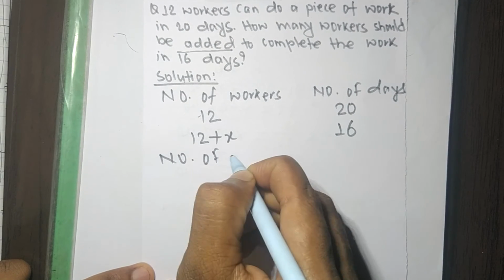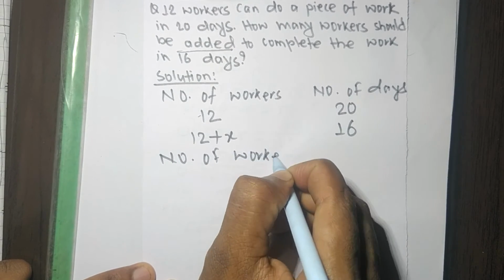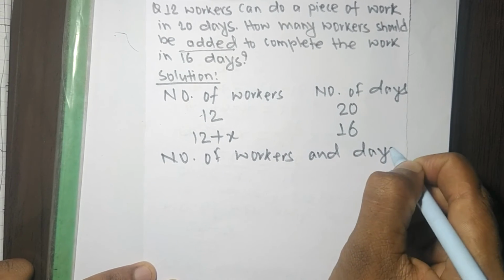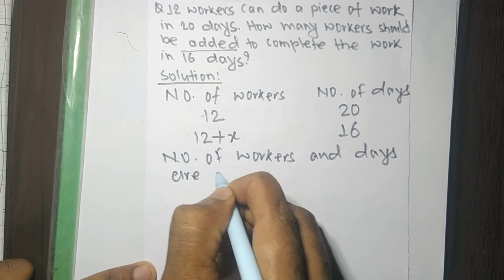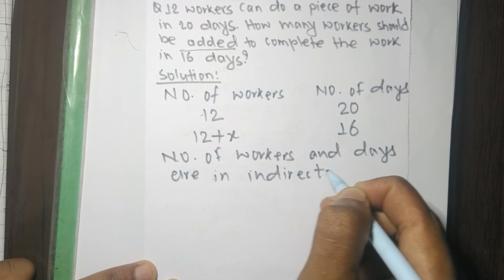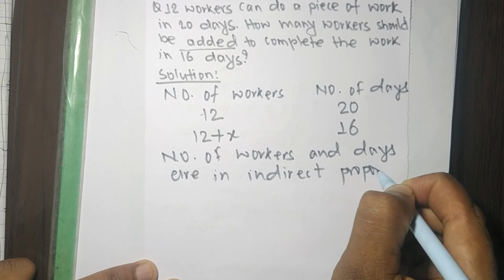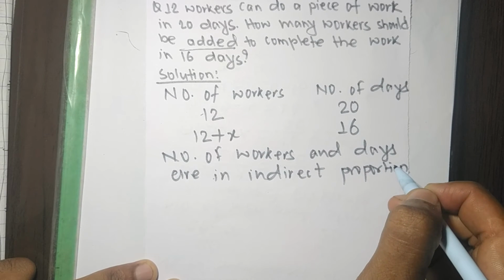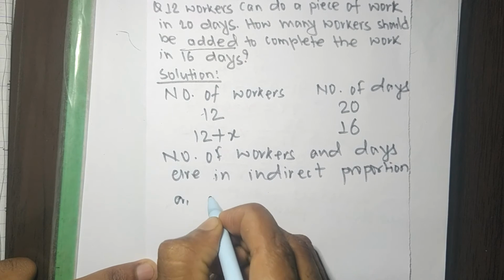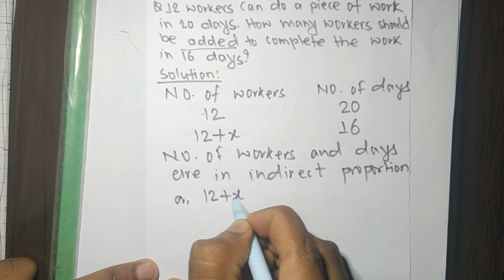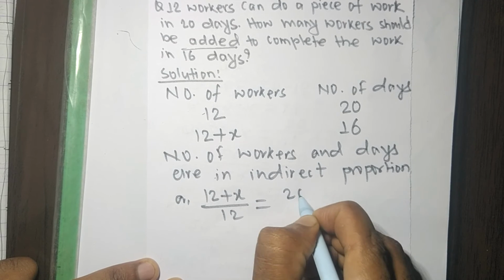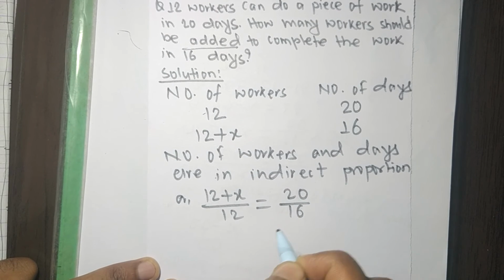So number of workers and days are in indirect proportion, or they have an indirect relation with each other. So we can write it as (12 plus x) by 12 is equal to 20 by 16.